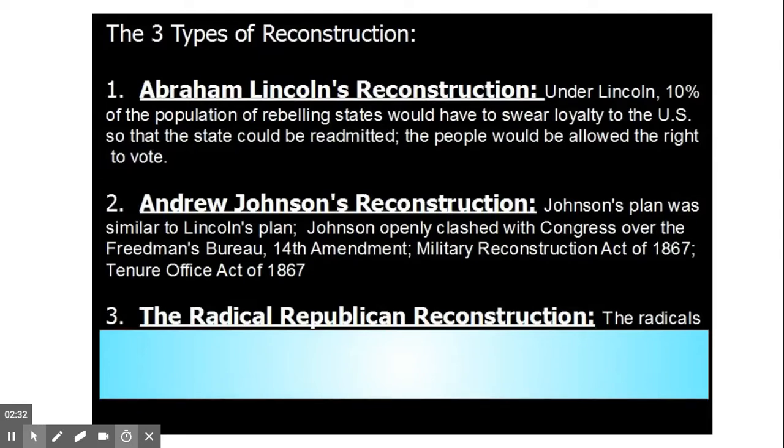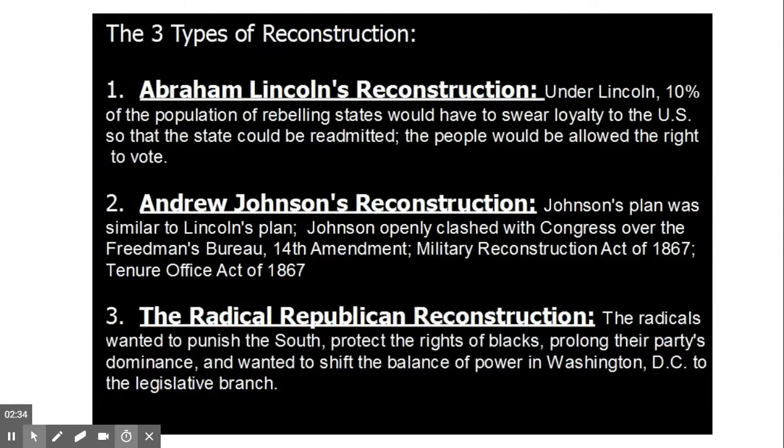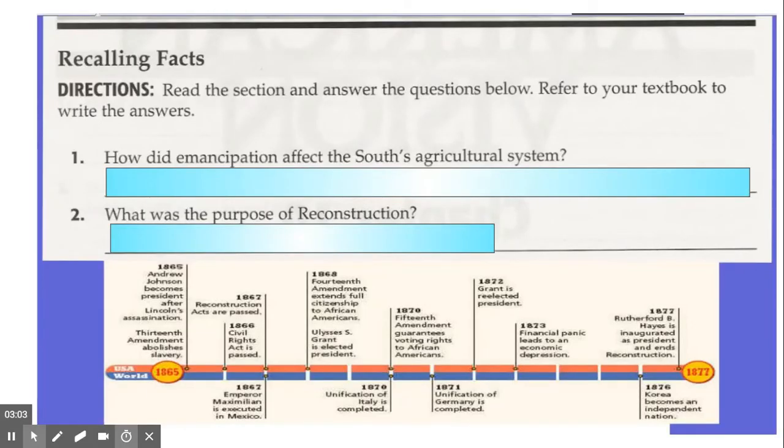And then finally, radical reconstruction, sometimes known as military reconstruction. This is a plan in which the radical Republicans wanted to punish the South. They definitely wanted to protect the rights of African Americans. They wanted to prolong the Republican Party's dominance throughout the nation, including the South. And they wanted to shift the balance of power in Washington, really from the president or the executive branch to the legislative branch. So let's take a look at your sheet here and follow along.